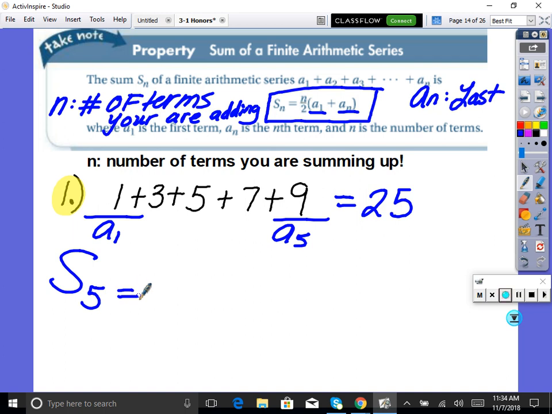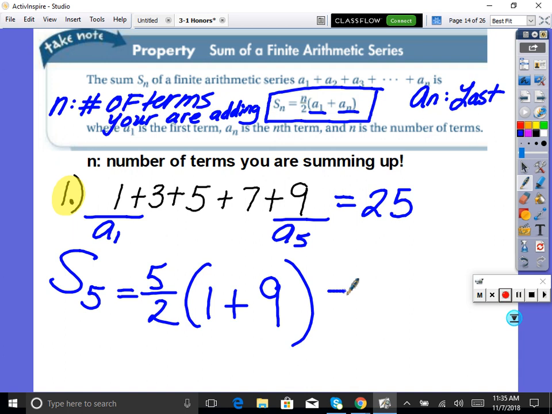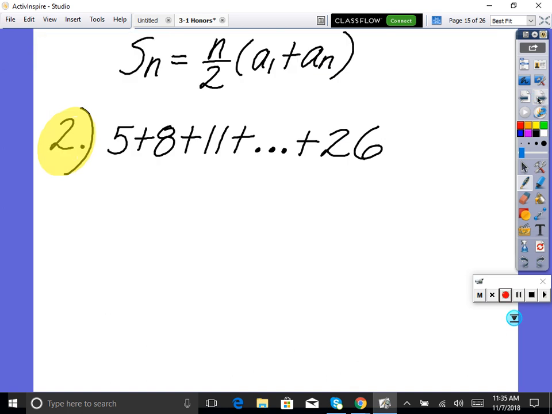Plugging it into the formula, n over 2. So that's 5 over 2 times a sub 1. What's a sub 1? 1. And then plus a sub 5, right? Because that's a sub n, so that just means the last term. So plus 9. You type it in, and you get 25. So the formula is going to be useful when we get things that are not so straightforward, like number 1. Let's do number 2. So, paying close attention here.